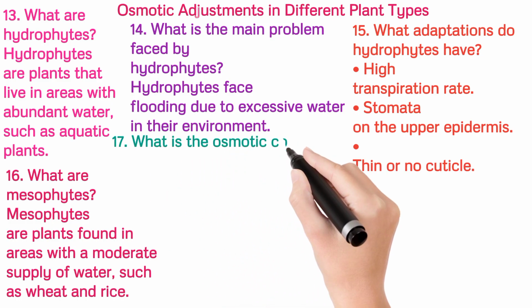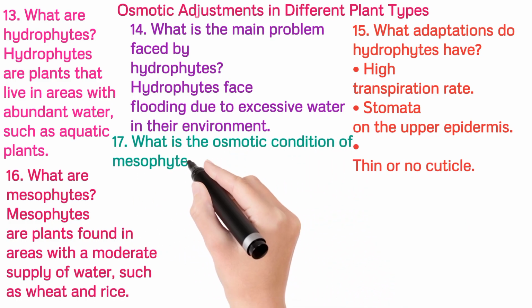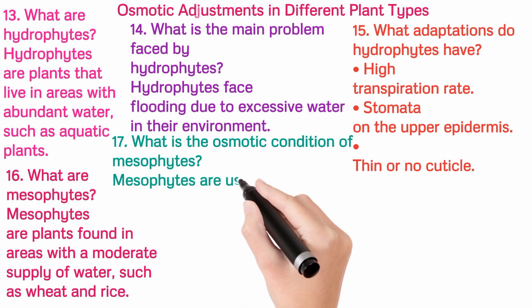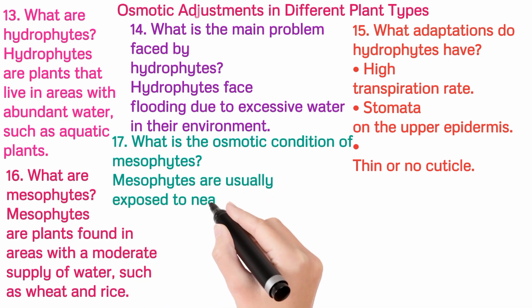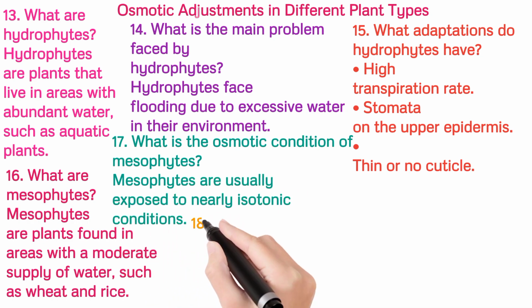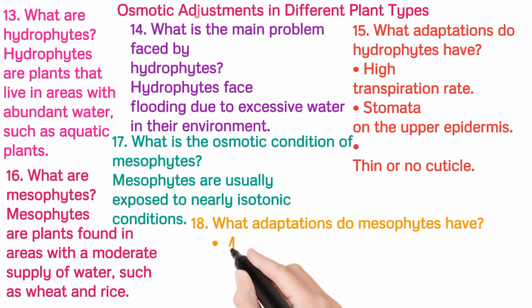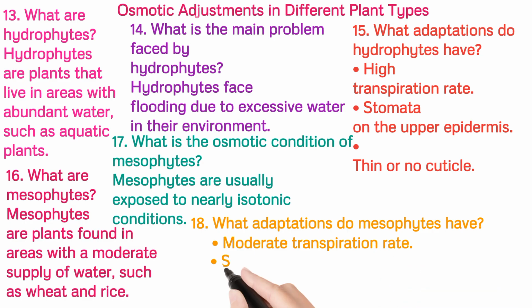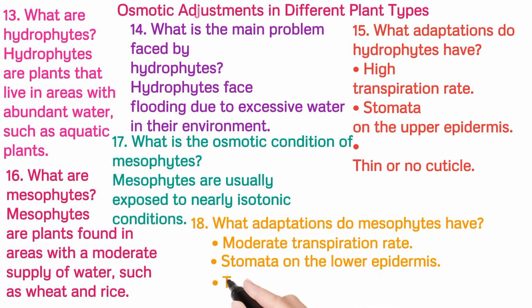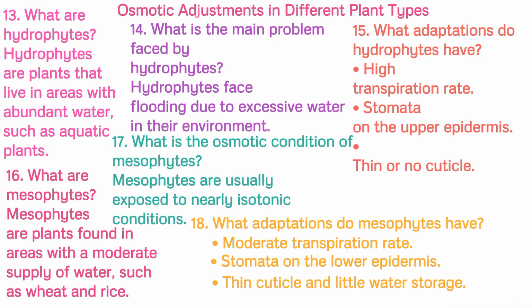17. What is the osmotic condition of mesophytes? Mesophytes are usually exposed to nearly isotonic conditions. 18. What adaptations do mesophytes have? Moderate transpiration rate. Stomata on the lower epidermis. Thin cuticle and little water storage.